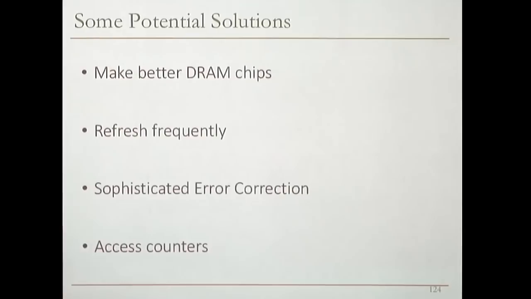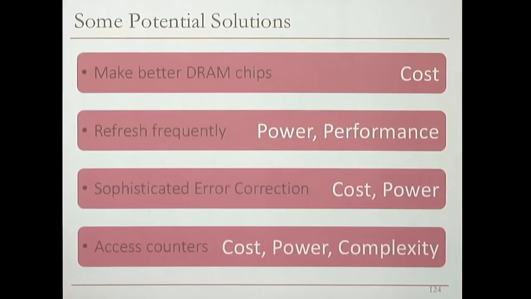So I'll give you a simpler solution. How do we fix the problem? There's actually a variety of solutions. This is from the paper that you're going to read. You make better DRAM chips, good luck. It's better isolation. You need different materials, perhaps, but this comes at a cost. Refresh frequently. That's a reasonable solution. But we were trying to eliminate the refreshes anyway, right? This goes against an optimization that we really want to do. So this has power and performance impact.